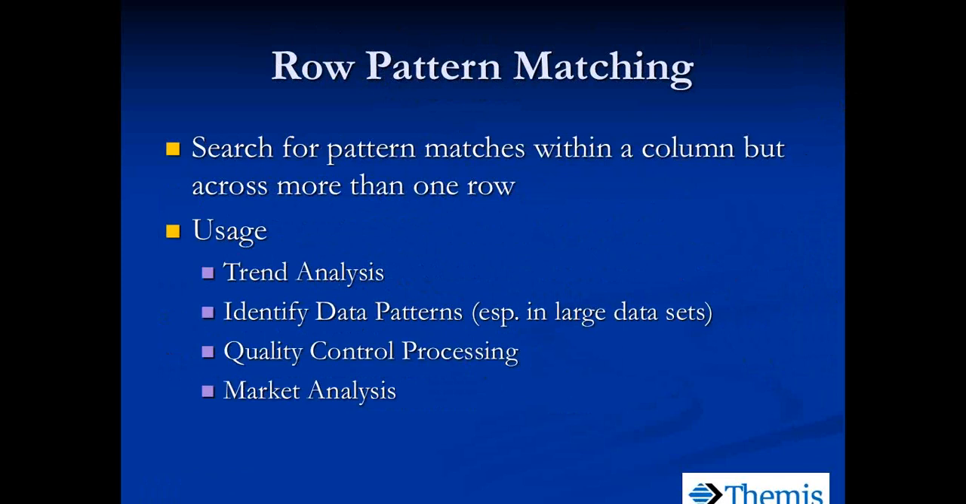And this is really good for identifying trends, different patterns in our data, and I think these five examples will point this stuff out really well. Quality control: do we have any deficiencies? How are things going? What's our success rate? And a lot of times, if you go out there and Google row pattern matching for Oracle 12c, you're going to see a lot of the same examples out there.